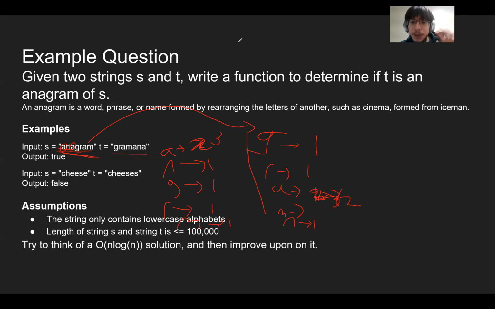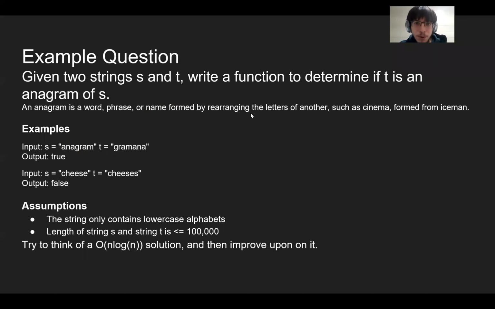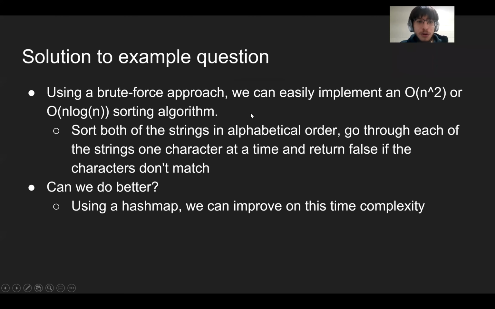Hopefully that's not confusing. But the main idea, and we'll go over more implementation details in a second, for the optimal solution would be to use a hash map, as we saw. Okay, we're just discussing the solution. So again, we could use brute force, or we can implement an O(n log n) solution using sorting. So sort both the strings in alphabetical order, go through each of the strings 1 character at a time, and return false if the characters don't match. We do better, yes, using a hash map, right?